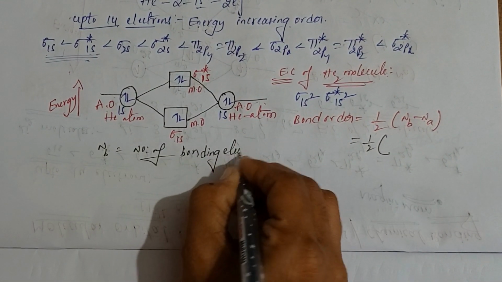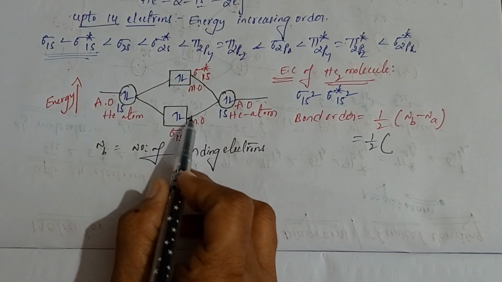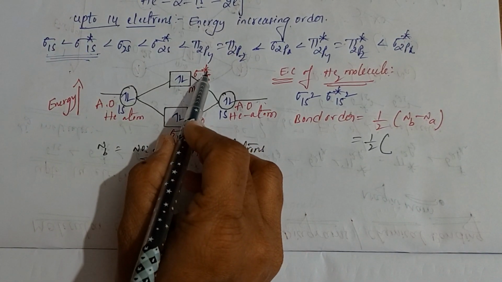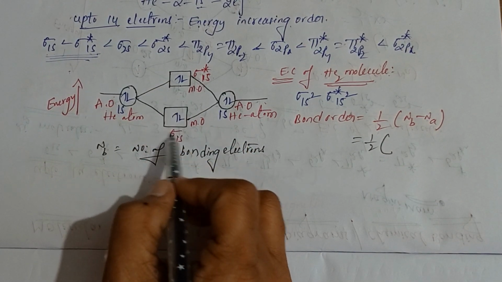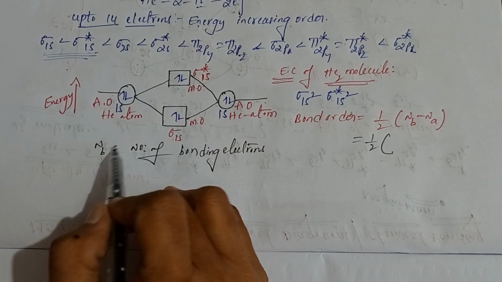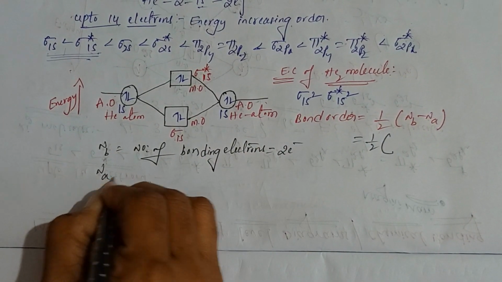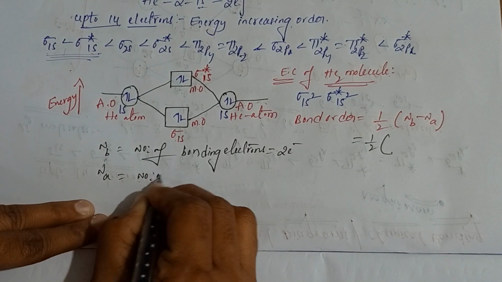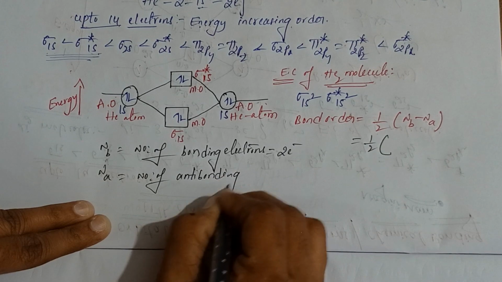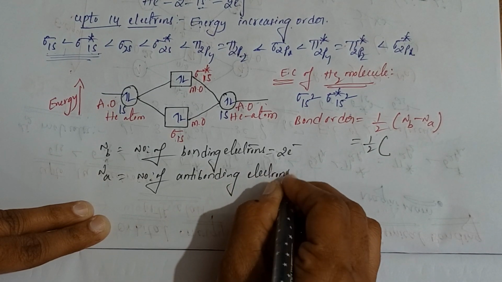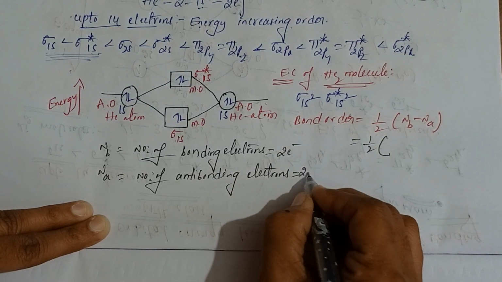Number of bonding electrons, so NB. How many bonding electrons? This is the bonding molecular orbital, and this is the anti-bonding star molecular orbital. In the bonding molecular orbital, how many electrons? That is equal to NB. So how many electrons are there? 2 electrons. And what is Na, students? Number of anti-bonding electrons. How many are there in anti-bonding? 2 electrons are there. Are you clear?